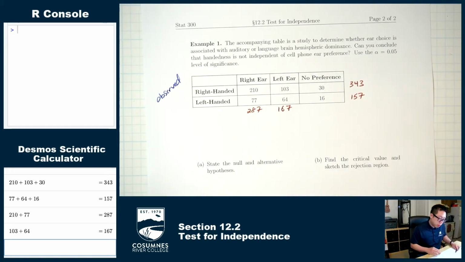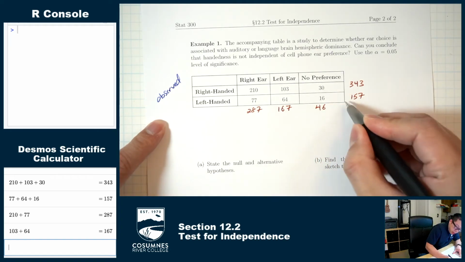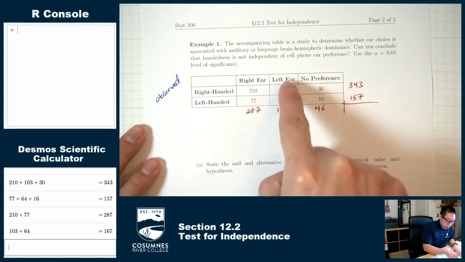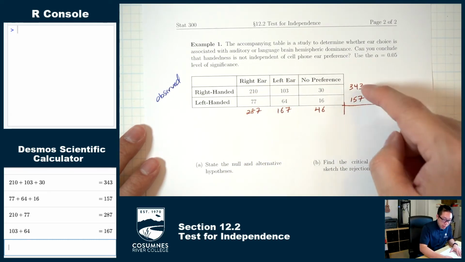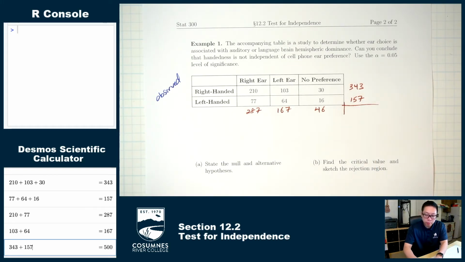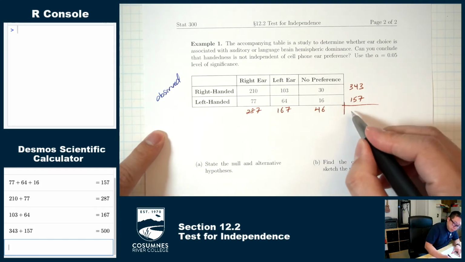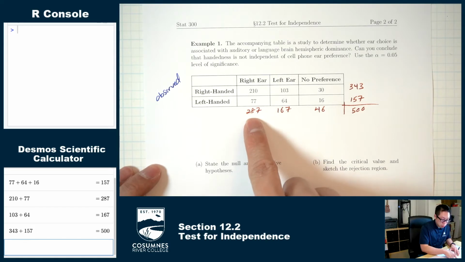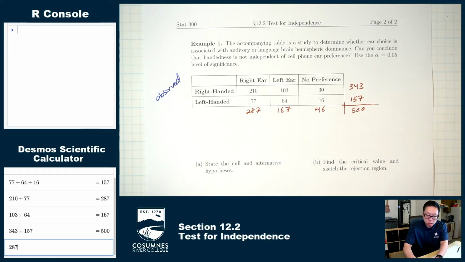Third column, 30 plus 16. I don't need a calculator there. That's 46. And then I need my total. So total means add up everybody in the sample, which is the original numbers. Or you can also get it by adding just the row totals. So 343 plus 157 is 500. You can also get the grand total by adding the column totals. So that's just to check my answer. Let's add up the column totals. So 287, 167, 46. Also 500. So we're good.